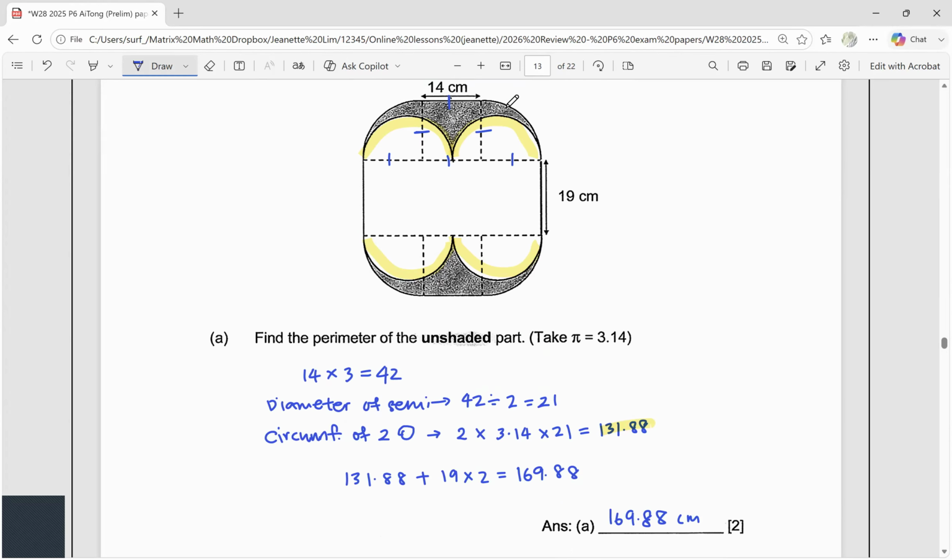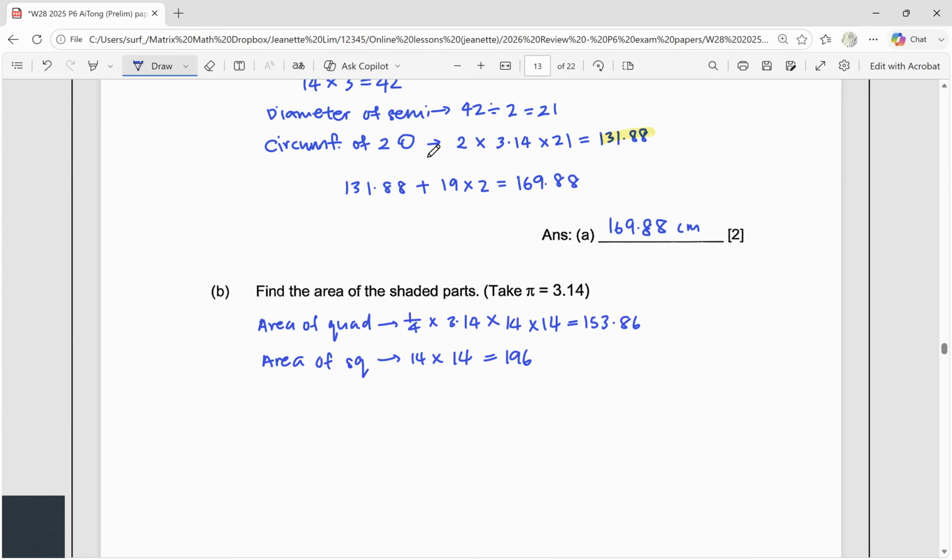Then you minus 2 semicircles. Okay, so 2 quadrants: 2 times 153.86, then plus a square. Plus the square. This will give us 503.72. Then minus the semicircle.